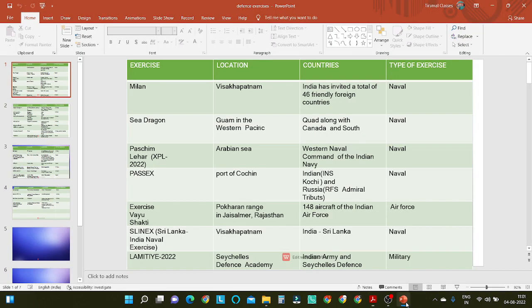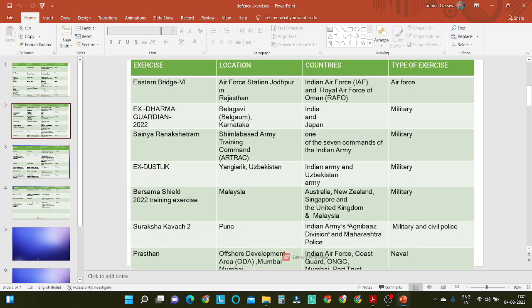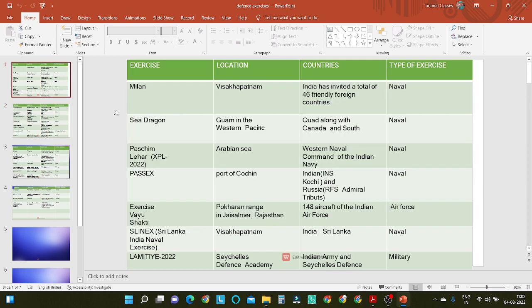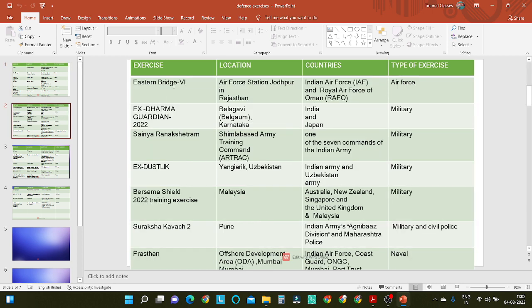Moving on to the next exercise. It is Eastern Bridge 6. It is also taking place in Rajasthan. The earlier exercise taking place in Rajasthan is, see this one, exercise Vayu Shakti, and now it is Eastern Bridge 6. In this, the countries involved are the Indian Air Force and the Royal Air Force of Oman. So the countries are India and Oman. It is taking place in Rajasthan.